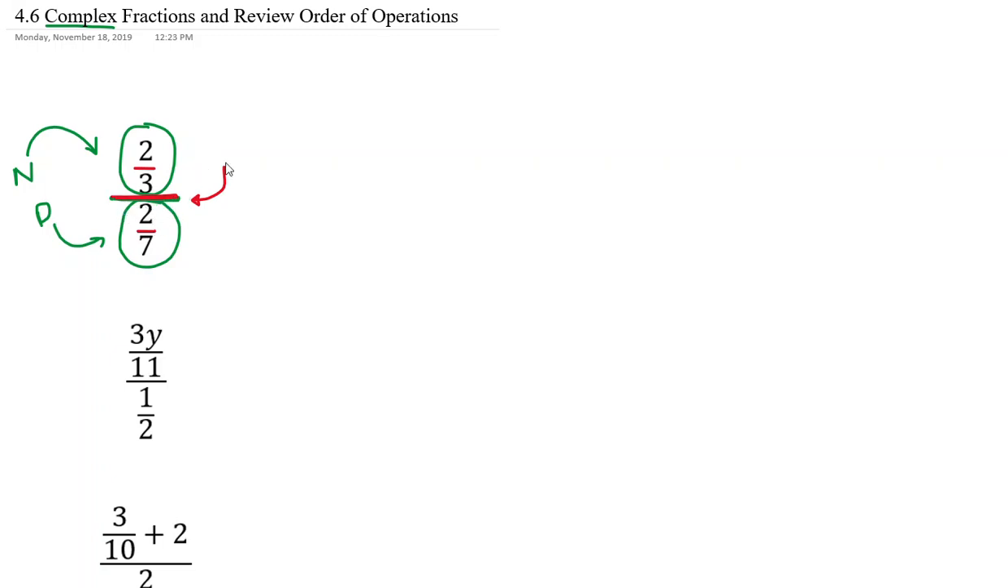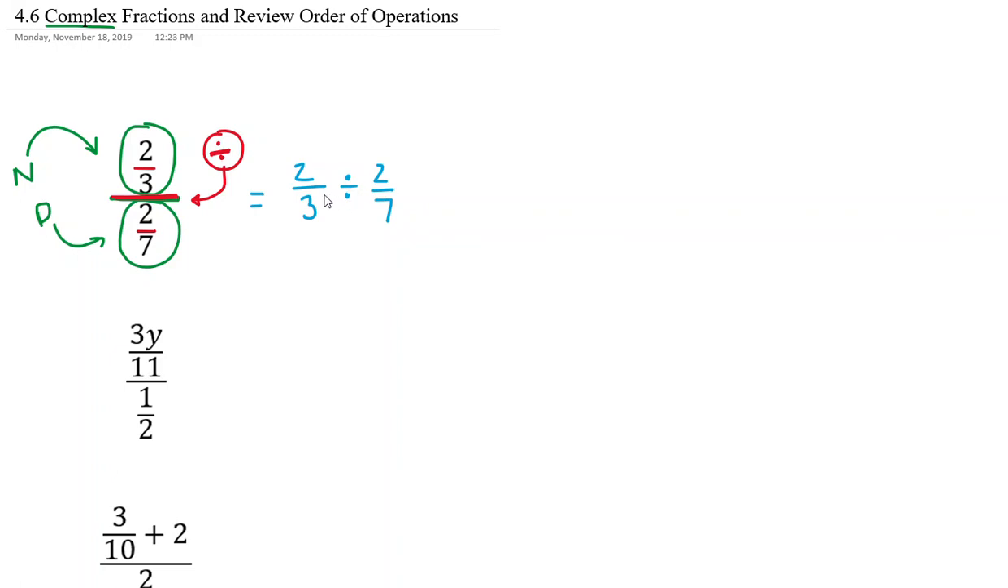The fraction bar always means divide. That's it. A fraction bar always means division, divide by. So when you see a fraction bar, you can always think divide by, right? 2/3 is 2 divided by 3. 2/7 is 2 divided by 7. And, are you ready for this? 2/3 over 2/7 is really 2/3 divided by 2/7. That's it. That's what this means.